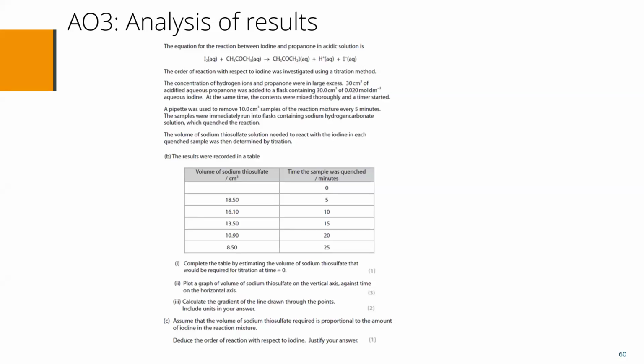Plot a graph, calculate the gradient, and then part C, assume that the volume of sodium thiosulfate required is proportional to the amount of iodine in the reaction mixture, deduce the order of reaction with respect to iodine, justify your answer. So analysing results from the experiment. Okay, typical AO3 question. That one would have cropped up in Unit 6.